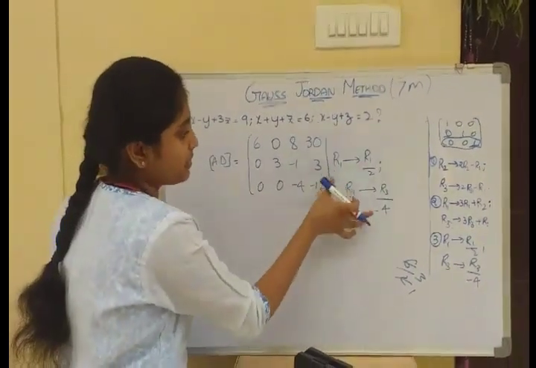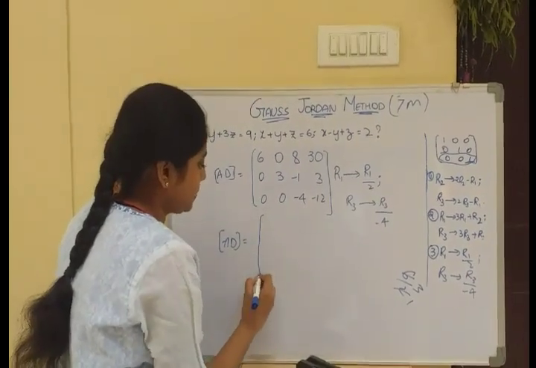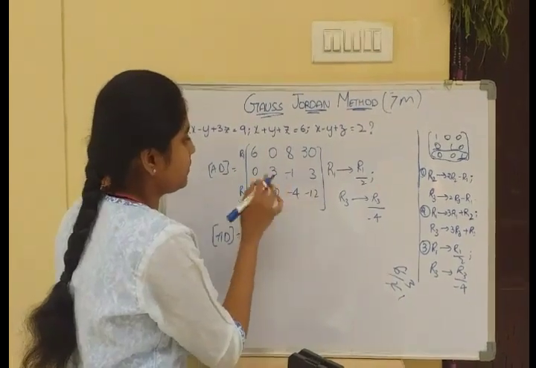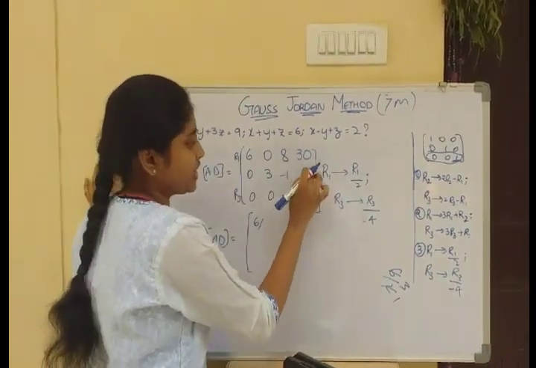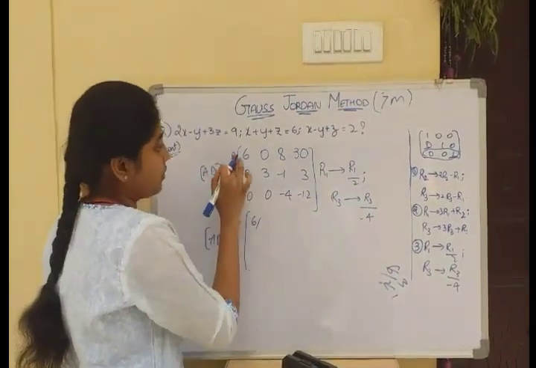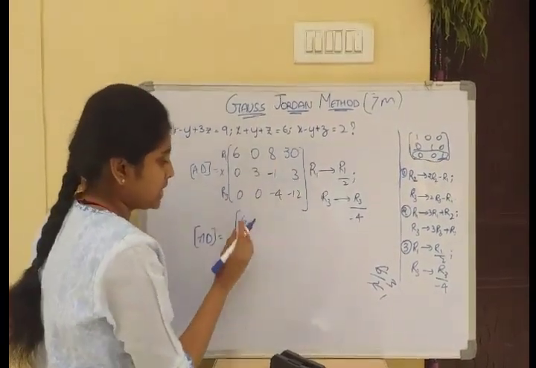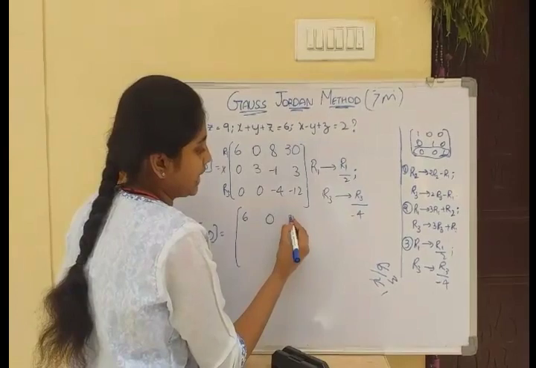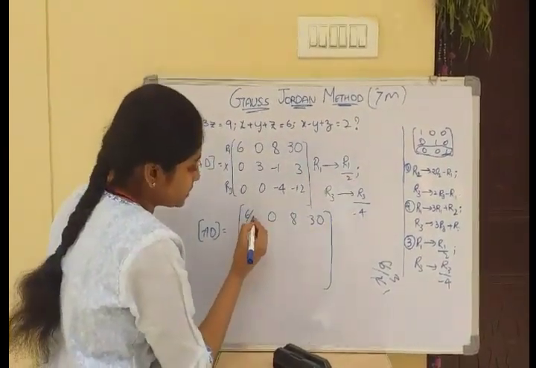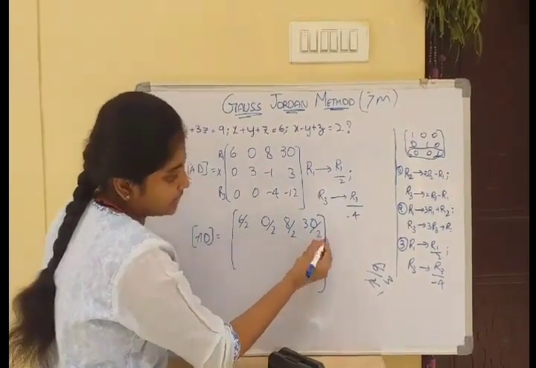Now we will perform this operation here, that is AD equals, so row 1, this is row 1, right? This is row 3. We are not changing row 2, so we are not including that here. So now row 1 divided by 2. Row 1 elements, first we will write all the elements: 6, 0, 8, 30 divided by 2. So 6 divided by 2, 0 divided by 2, 8 divided by 2, 30 divided by 2.